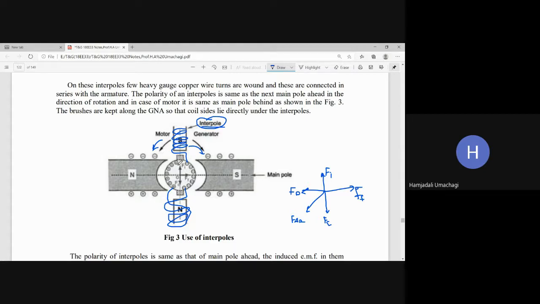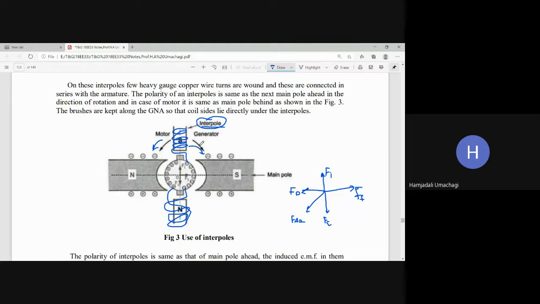How? You can see here the direction of the flux given by the interpole winding is in the upward direction, whereas the direction of the cross magnetizing component of the armature reaction is downward. So both will cancel each other. By this, you can reduce the armature reaction effect by making use of the interpole.